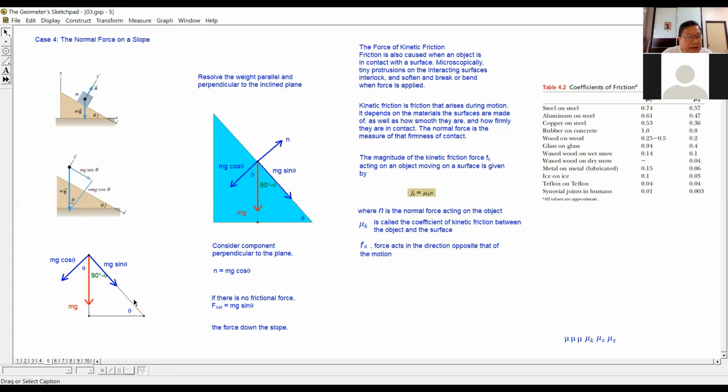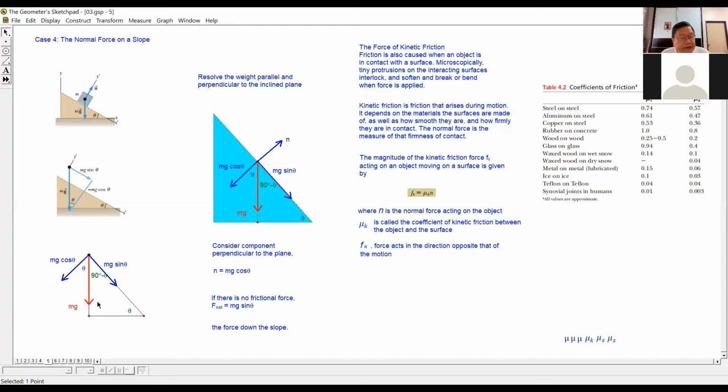Let me say this is the inclined plane, right? This line here is the surface of the inclined plane. And this dot here is the weight of the object resting on the inclined plane. So this dot is resting on the inclined plane, and the weight is vertically downwards.